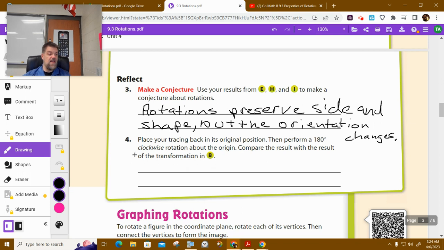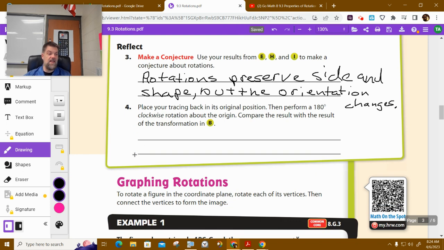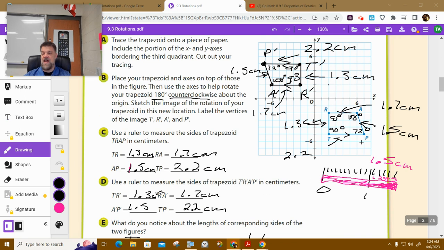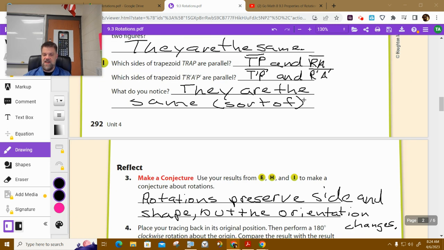Okay, and then it says, lastly, place a tracing back in the original position and perform the rotation clockwise and counterclockwise. Now, this is a funny one. When you rotate something 180 degrees, so now what they're saying is, start back here with the pre-image, and instead of rotating it 180 degrees this way, rotate it 180 degrees this way. What happens? It would be the same thing. Isn't that interesting?